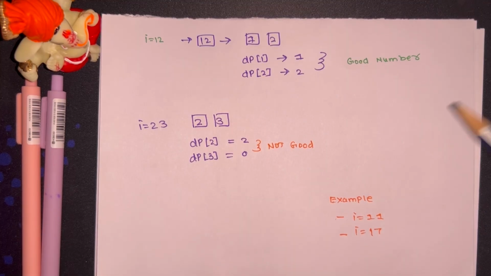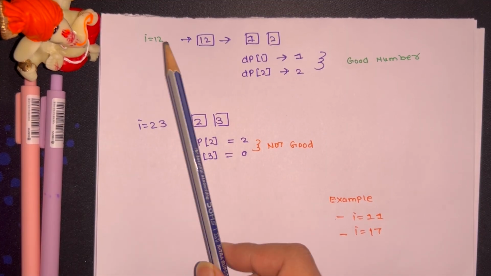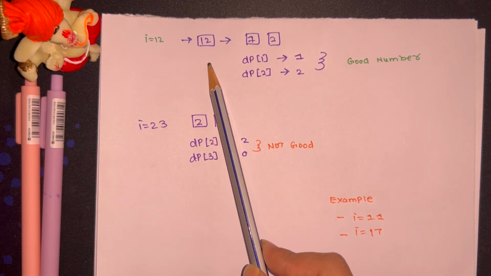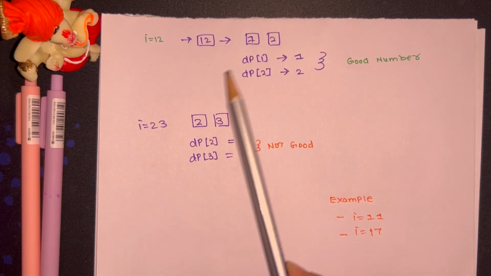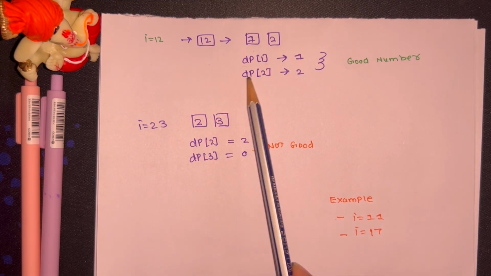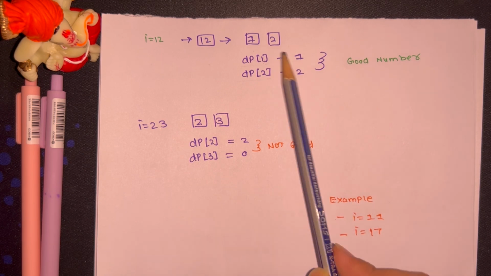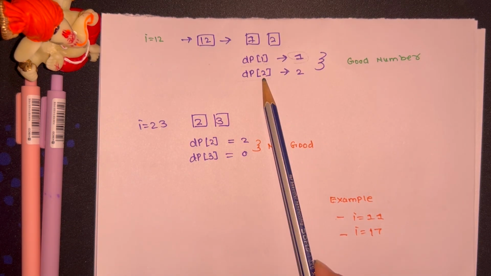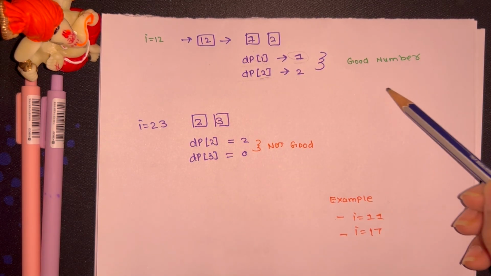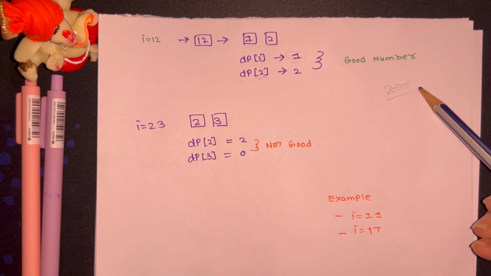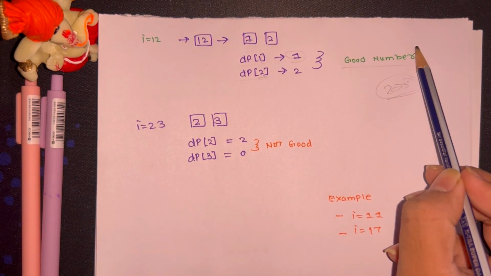Here I have written down more examples. So consider i equal to 12. Now 12 can be broken down as 1 and 2. So we can check DP of 1 and DP of 2. Now if you see, 1 is a valid number, okay, so we represent 1. 2 is a valid number and it can be swapped, like 2 can be changed to 5. So it is a good number.